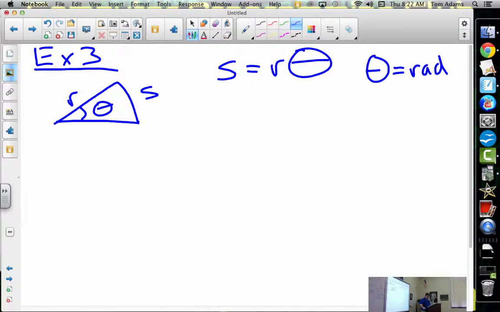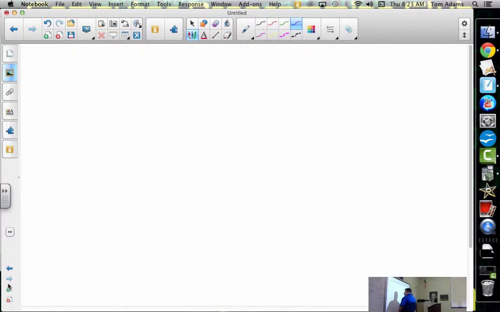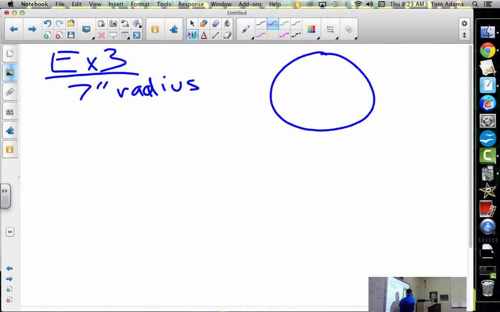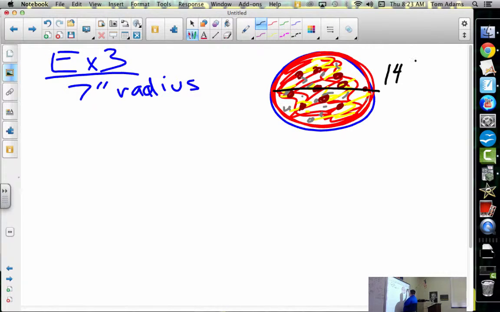So, they said find the perimeter of a 60-degree slice of pizza with a 7-inch radius. So, this is example 3, the real problem. Example number 3 says that you have a 7-inch radius of the pizza. So this pizza has a 7-inch radius, which means it's a 14-inch pizza. We have this lovely, lovely pizza, 14 inches, which means that the radius is equal to 7 inches.